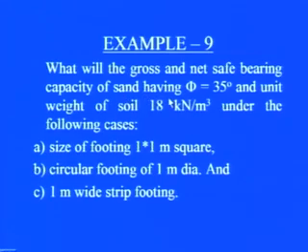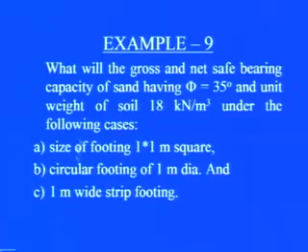Now, this is another example. What will the gross and net safe bearing capacity of sand having phi equal to 35 degrees and unit weight of soil 18 kilonewton per meter cube be under the following cases? When the size of the footing is 1 meter by 1 meter square, or the footing is circular with a diameter of 1 meter, and thirdly, a 1 meter wide strip footing.